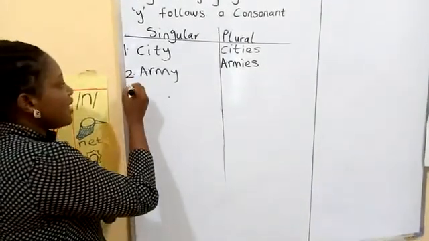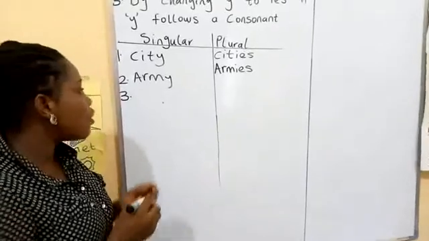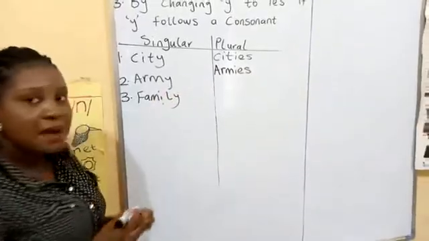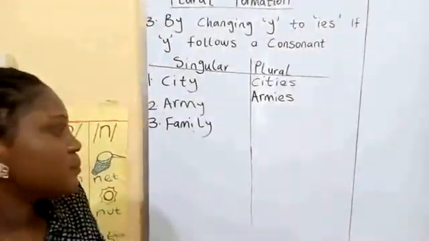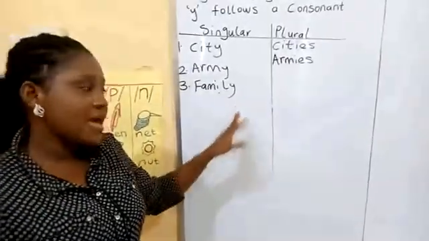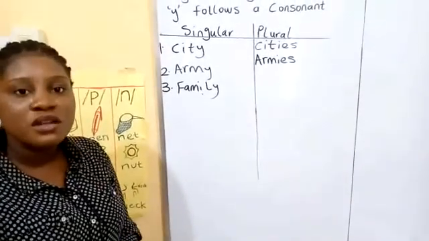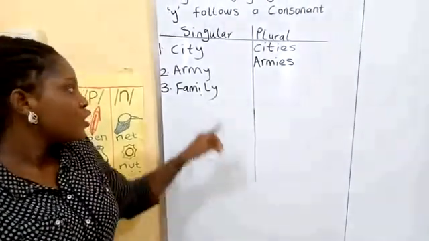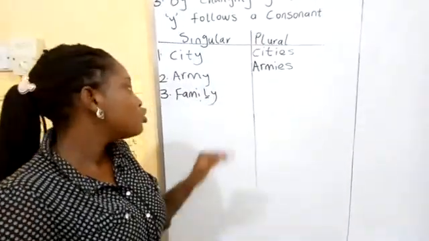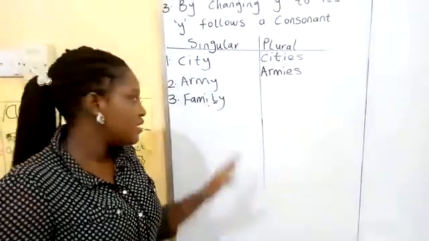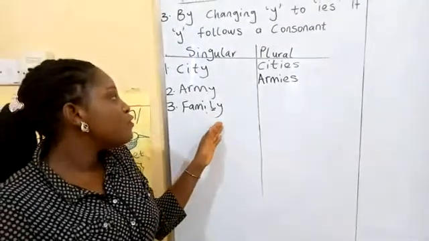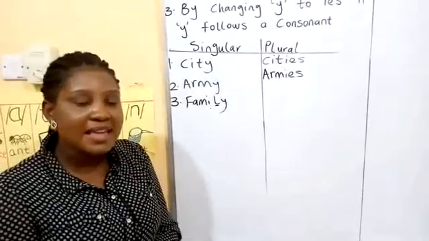Okay, let's try another one. We have words like family. Family ends with which letter? Letter Y. And Y follows a consonant. This is a consonant, isn't it? L is what? A consonant. So what will we do to the Y that follows it? We change the Y to IES. To form the plural, we do what? We change the Y to IES.